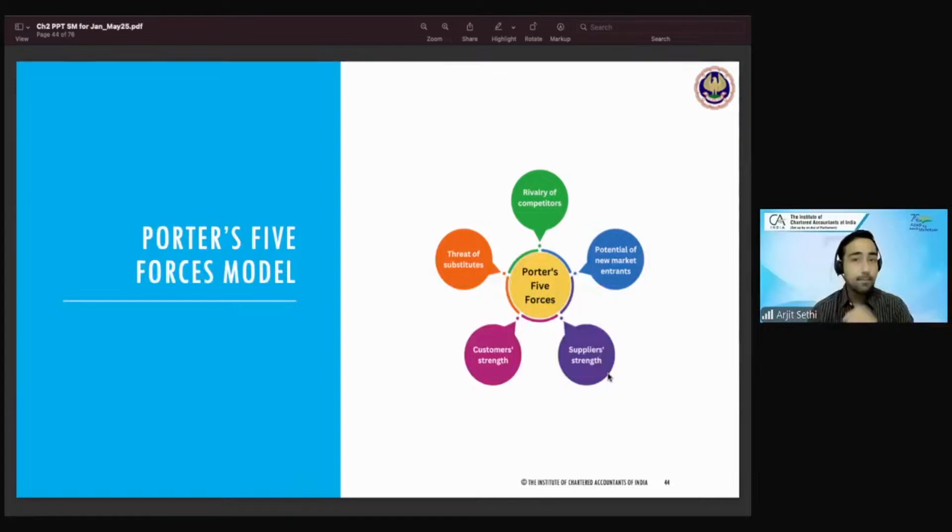Each of you are absolutely right. And that is where a strategist like you does this analysis. They get into Porter's five forces model and then they do the analysis. We'll keep this example close to us as we go into the Michael Porter thing, okay?